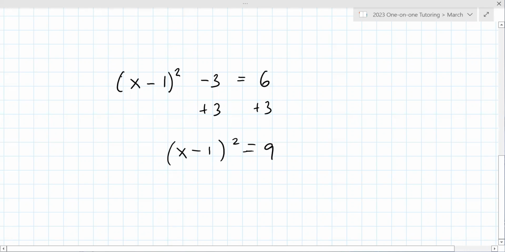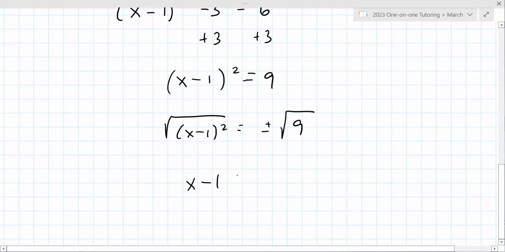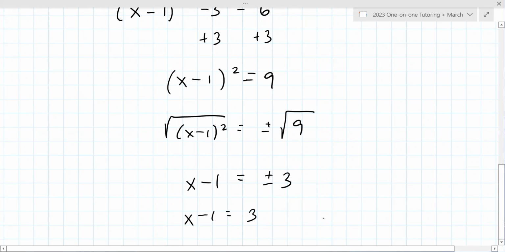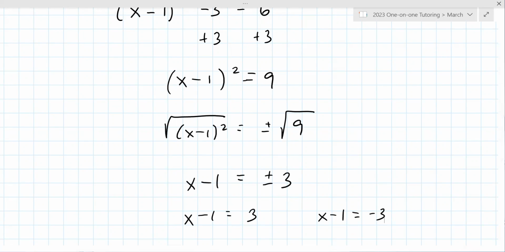And then you take the square root of both sides, plus or minus, so you get x minus 1 equals plus or minus the square root of 9, which is 3. And this is case 1, case 2. You'd get x minus 1 equals 3, and x minus 1 equals -3. Yes.